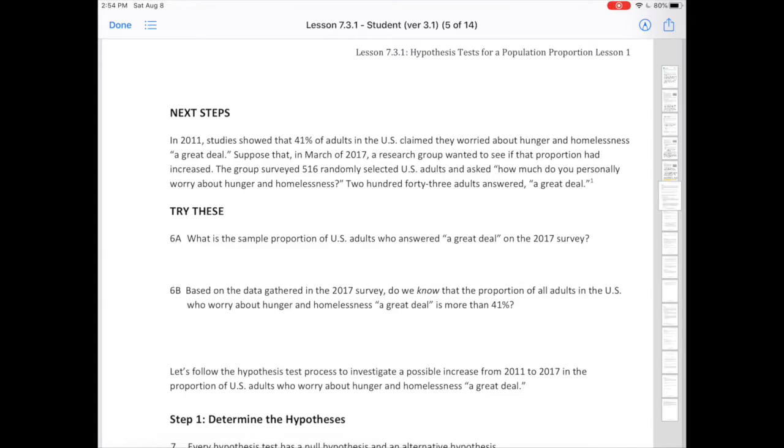In 2011, studies showed that 41% of adults in the US claimed they worried about hunger and homelessness a great deal. Suppose that in March of 2017, a research group wanted to see if that proportion had increased. The group surveyed 516 randomly selected US adults and asked, how much do you personally worry about hunger and homelessness? 243 adults answered a great deal.